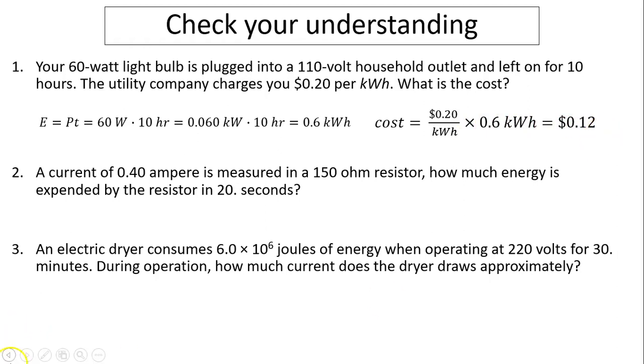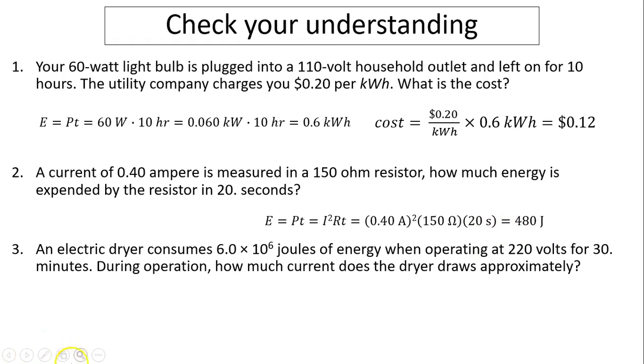Another example: a current of 40 amperes is measured in a 150 ohm resistor. How much energy is expended by the resistor in 20 seconds? You know I, you know R, you know T. Look at the equation. I squared times R times T gives you 480 joules.